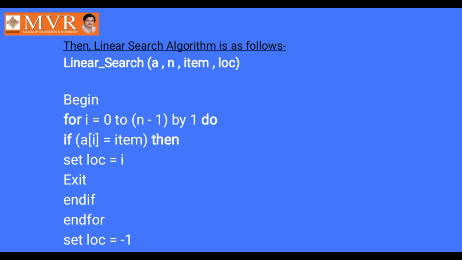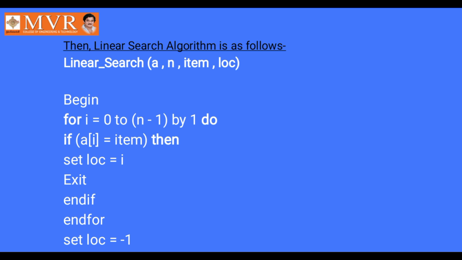Otherwise, if I have performed the search from A of 0 to A of n minus 1 and I have not found the element at all, then I will return location is equal to minus 1. That is, my search is unsuccessful and I have not found the element, and I will end the linear search.